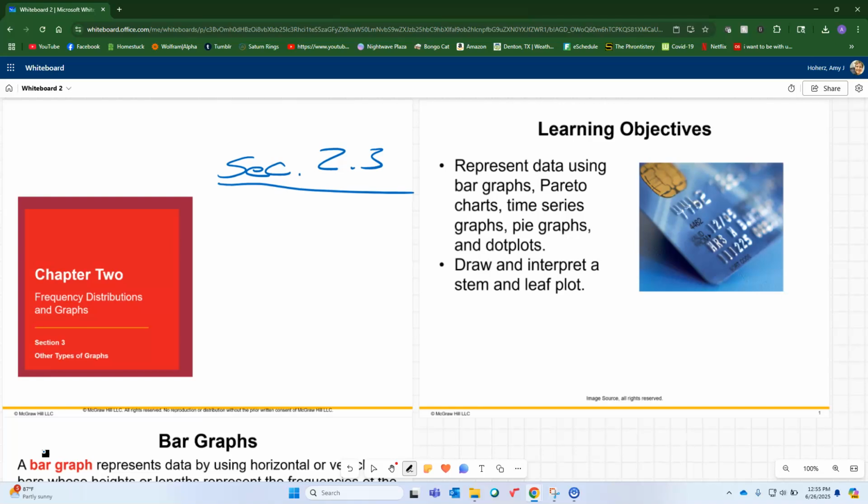In this section for Chapter 2, we're going to be talking about other types of graphs. So if you recall from the last section, we talked about histograms, frequency polygons, and ogives. And in this section, we're going to talk about bar graphs, Pareto charts, time series graphs, pie graphs, and dot plots, which seems like it would be a lot more than what we covered in the last section. But these graphs are generally easier to construct, easier to understand, so it's actually quite a bit shorter section. And then we're also going to learn how to draw and interpret what's called a stem and leaf plot.